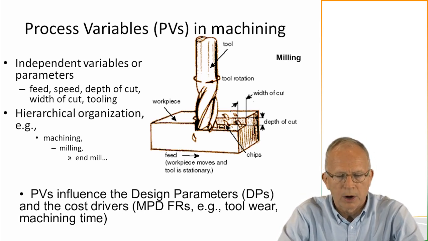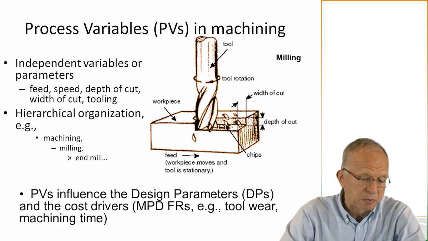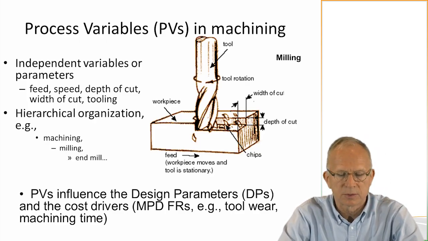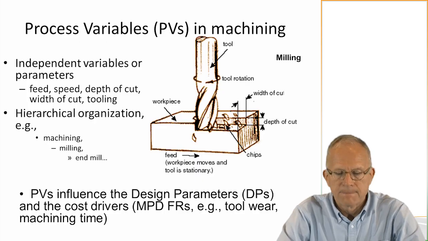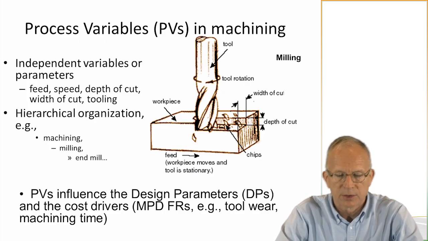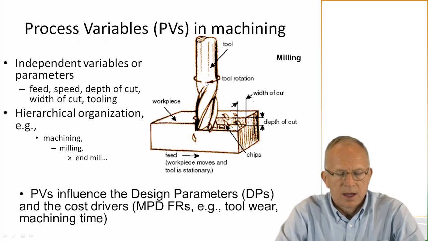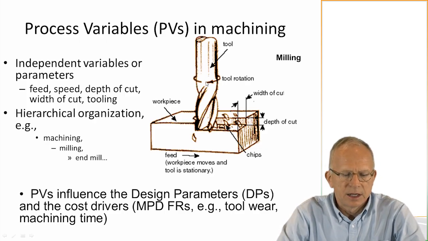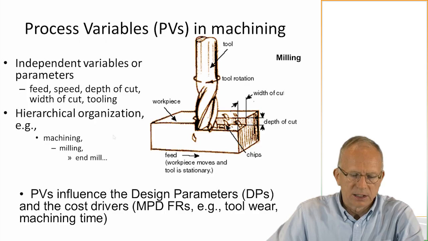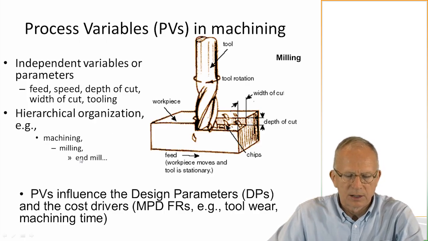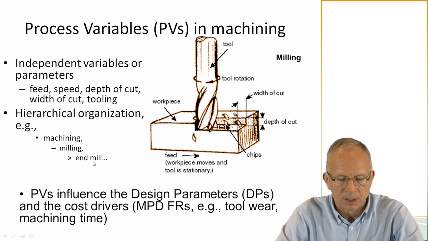So more on the process variables. These are independent variables or parameters. And again, feed, speed, depth of cut. We could also talk about the width of cut, as we see in this example of milling, and the tooling. There's quite a lot of different kinds of milling tools that you could have. And then it's organized hierarchically. So we have machining, milling, and then perhaps end milling.